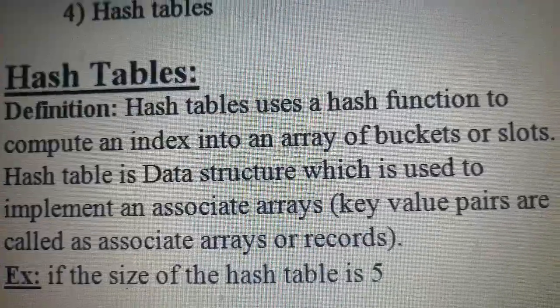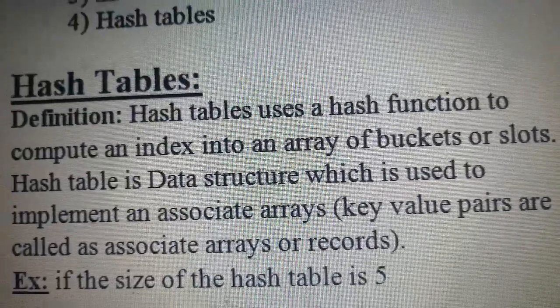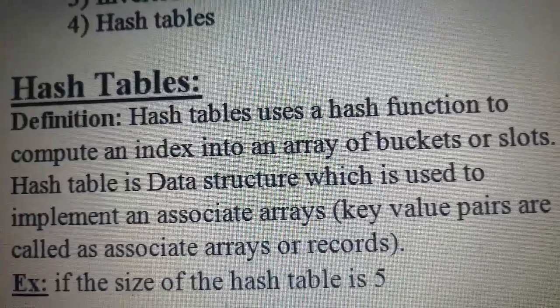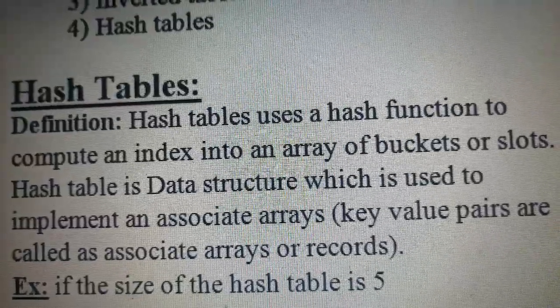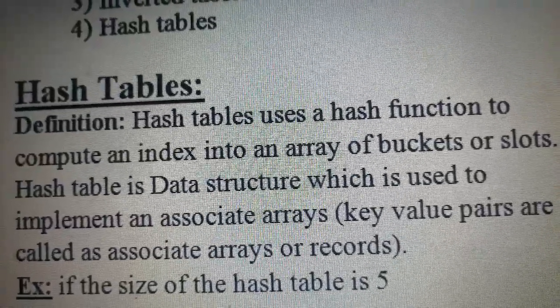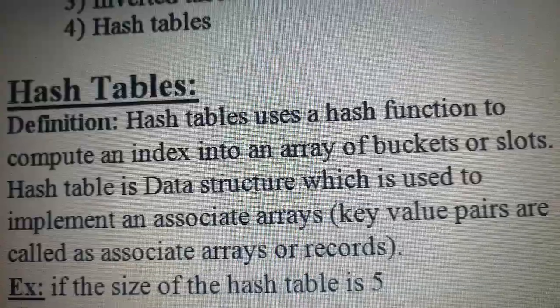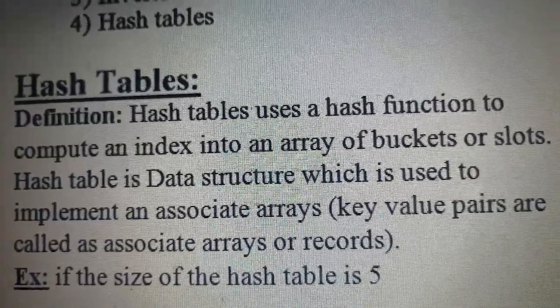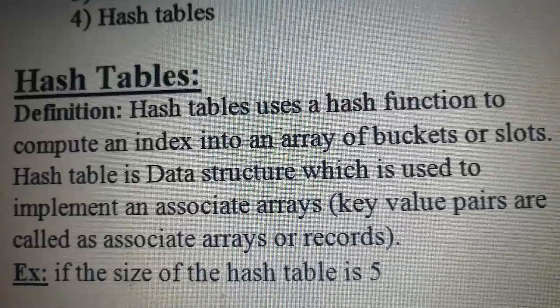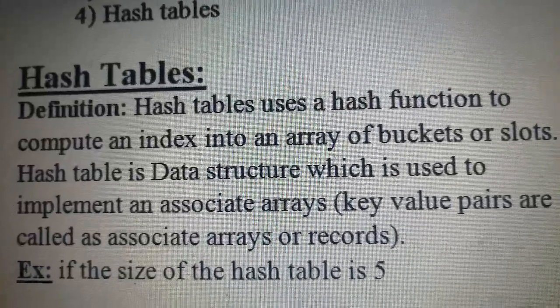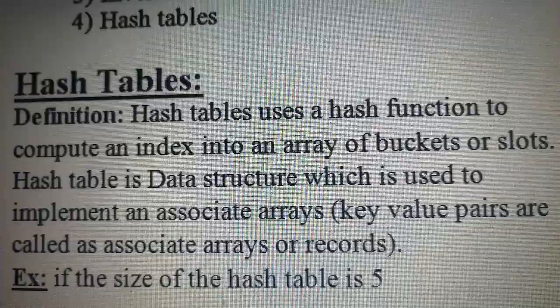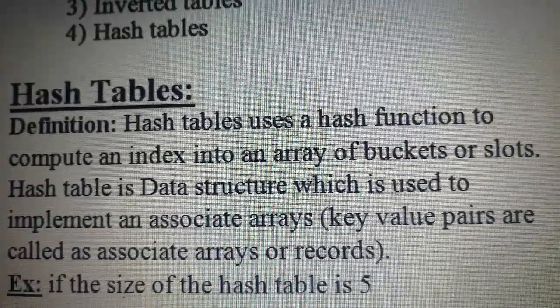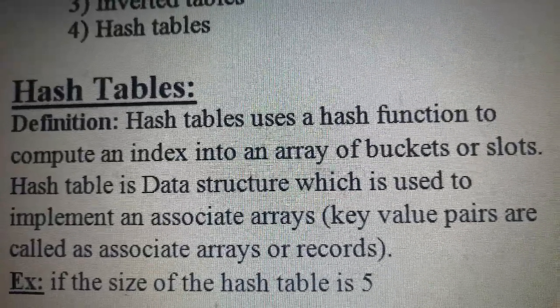That is what we have been representing. A hash table is a data structure which is used to implement an associative array. What is an associative array? It represents values in the form of pairs, that is, a key and its value.